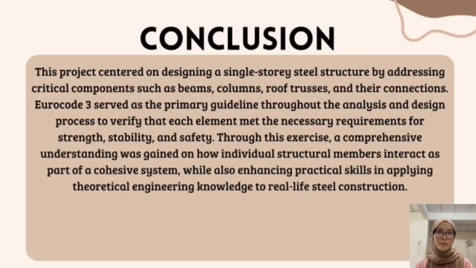Last is conclusion. This project centers on designing a single-story steel structure by addressing critical components such as beam, column, roof truss, and their connection. EuroCode 3 serves as the primary guideline throughout the analysis and design process to verify that each element meets the necessary requirements for strength, stability, and safety. Through this exercise, a comprehensive understanding was gained on how individual structural members interact as part of a cohesive system, while also enhancing practical skills and applying theoretical engineering knowledge to real-life steel construction.